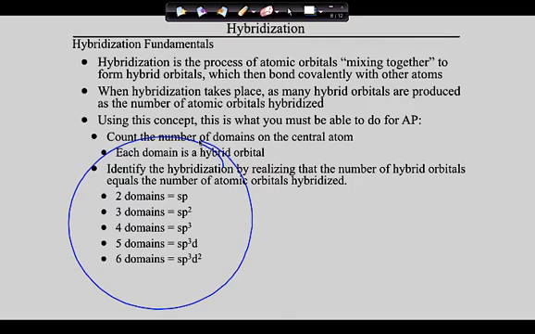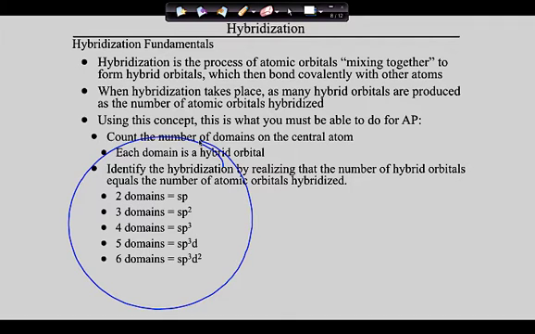Once you've done that, that becomes the decoder key to tell you the hybridization, because the number of atomic orbitals that hybridize has got to add up to the number of domains. So 2 domains, sp; 3 domains, sp2; 4 domains, sp3; 5 domains, sp3d1; and then 6 domains, sp3d2. Do be careful, guys. These numbers are written as superscripts.